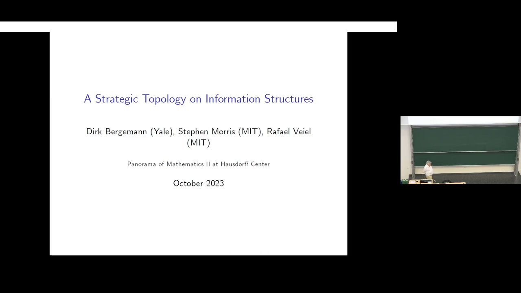So I'm going to talk about some joint work with Dirk Bergemann and Rafael Veiel on a strategic topology on information structures. My ambition for today is that I will convince you that there is an economic question that is somewhat mathematically interesting. If I manage to get that across, I think I will have succeeded.